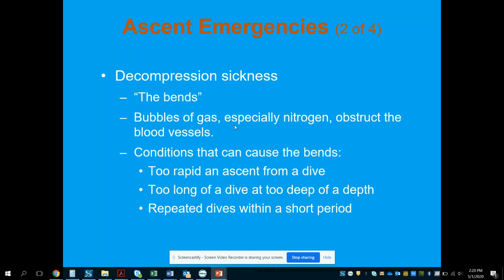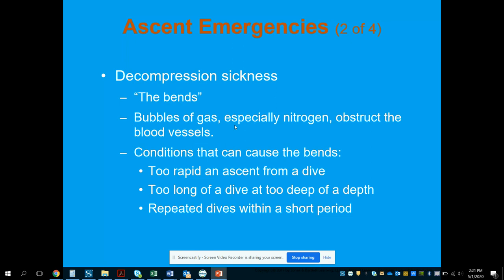A couple of things to consider here: you have decompression sickness, which can be called the bends, where bubbles of gas, especially nitrogen, can obstruct the blood vessels. Conditions that can cause the bends would be too rapid an ascent from a dive, or too long of a dive at too deep of a depth, or repeated dives within a short period. Another thing as far as the pressure changes would be going from too low and then too high, meaning that you've been scuba diving and then you get in an airplane.